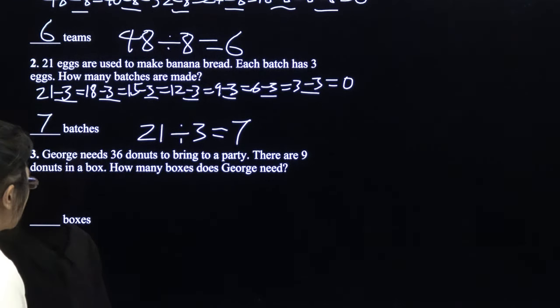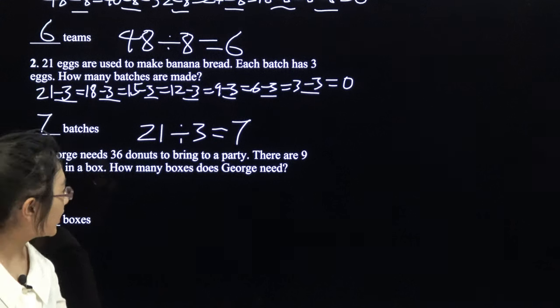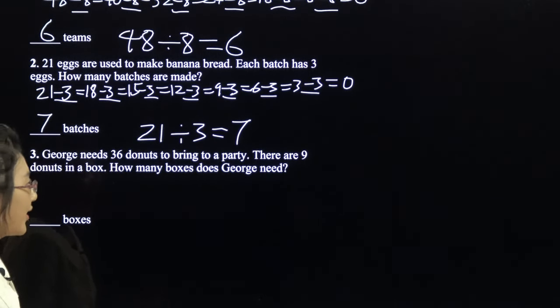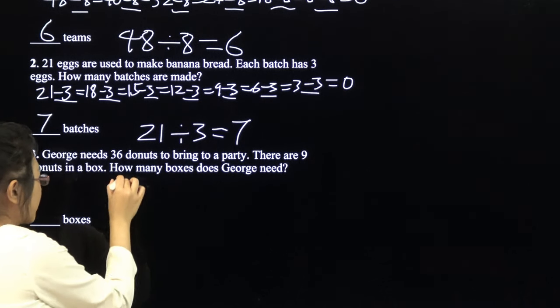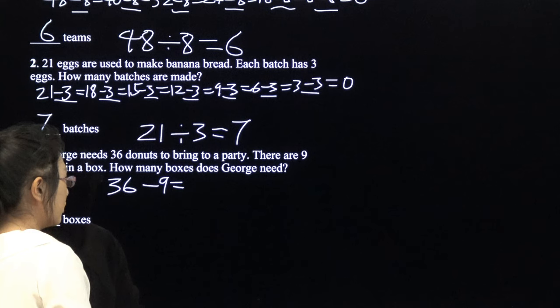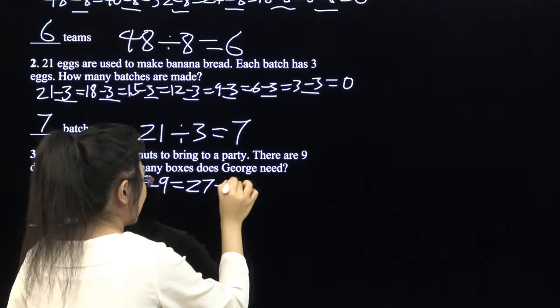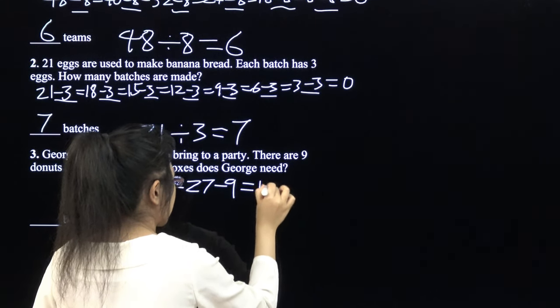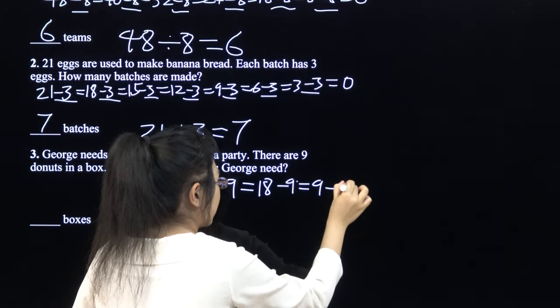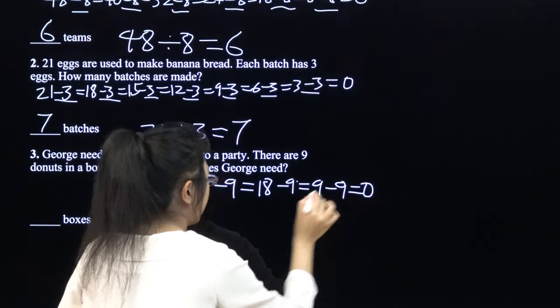All right, so George needs 36 donuts to bring to a party. There are 9 donuts in a box. How many boxes does George need? So 36 minus 9 is equal to 27. 27 minus 9 is equal to 18. 18 minus 9 is equal to 9. 9 minus 9 is 0.